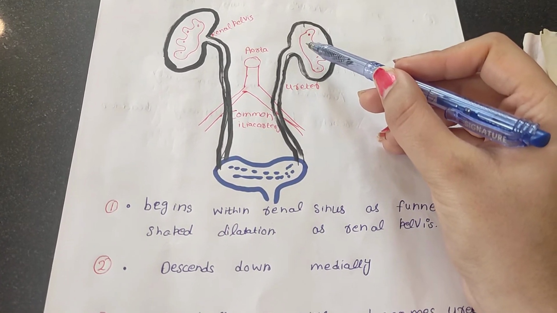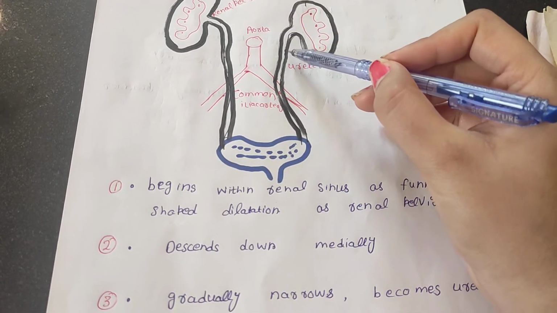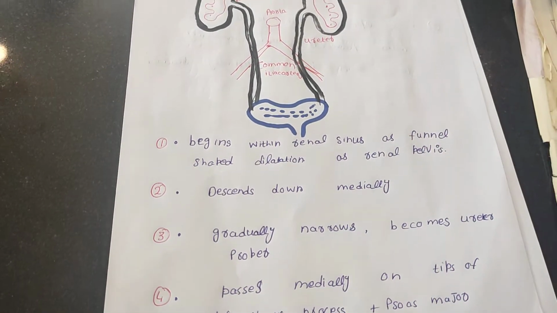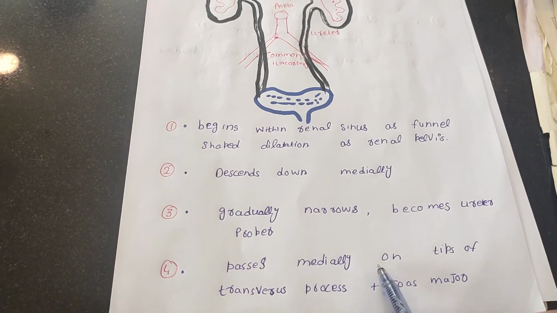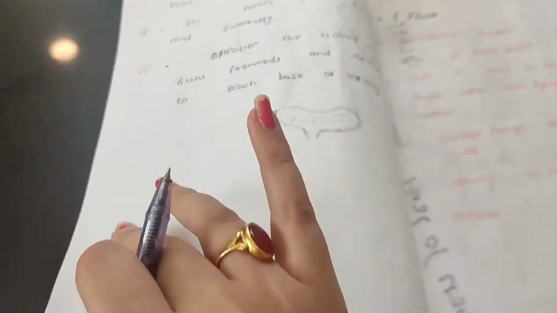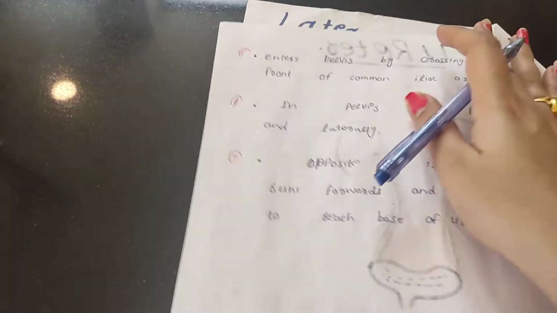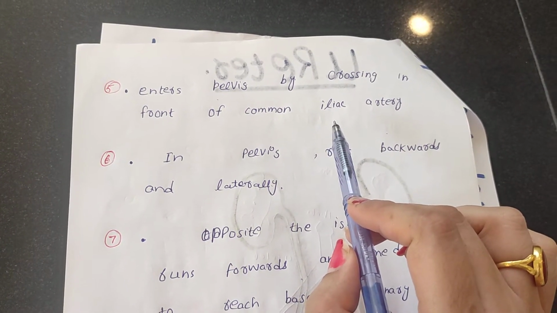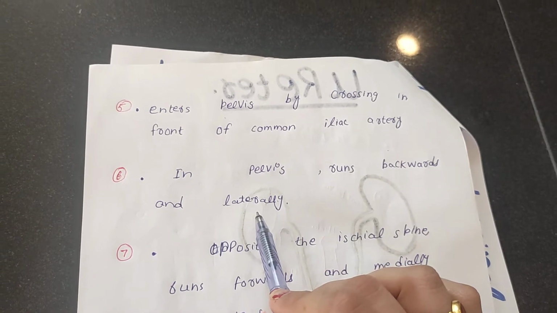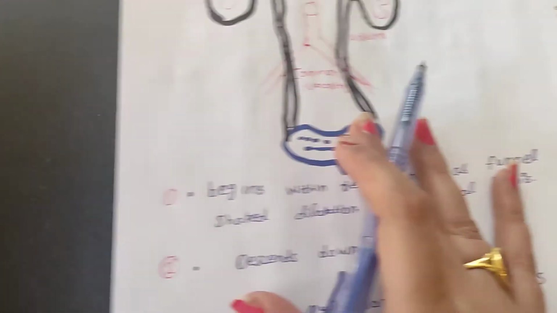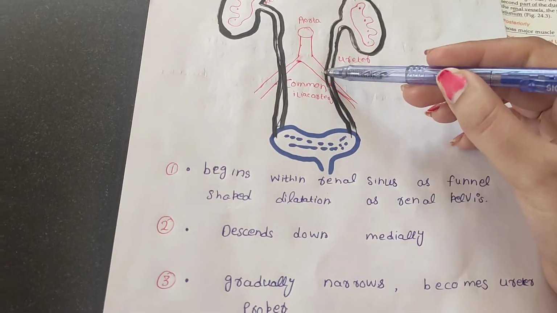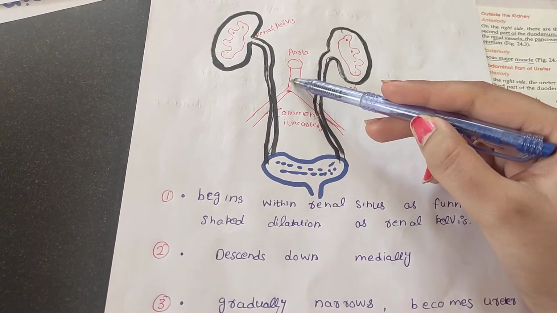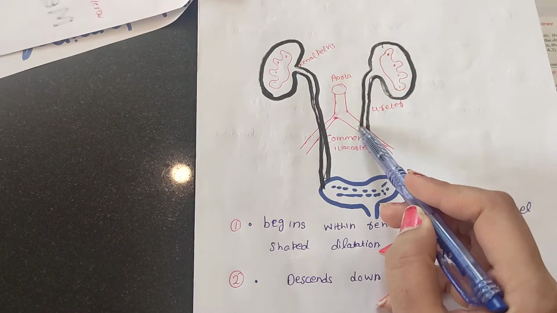So it begins as a funnel-shaped dilatation from the hilum of the kidney, continues as the renal pelvis, descends medially, and gradually narrows down and becomes the ureter proper and passes medially on the tips of the transverse process and psoas major. After that, it enters the pelvis by crossing in front of the common iliac artery, and then in the pelvis it runs backwards and laterally. You can see here, this is the common iliac artery. The aorta is lying opposite to this hilum, and then the aorta is further divided into right and left common iliac arteries.